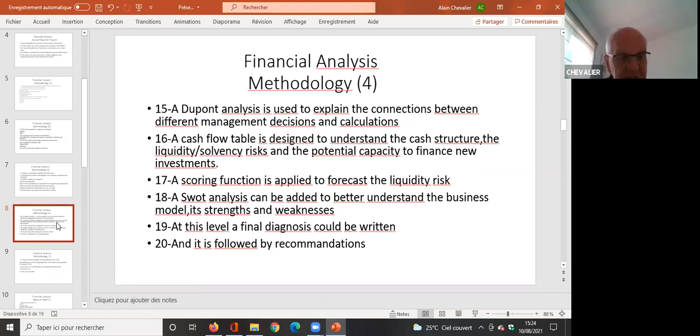This is very central. The most important part is not calculations. Calculations are tools. Calculations cannot be goals. The goal is really what you are able to present in these points 19 and 20, your diagnosis and your recommendations.